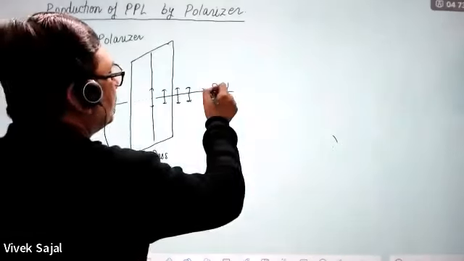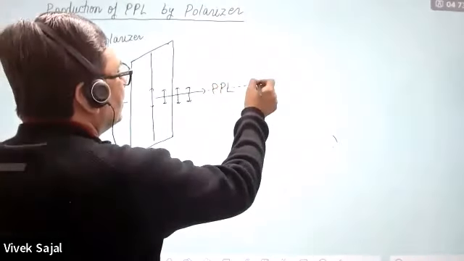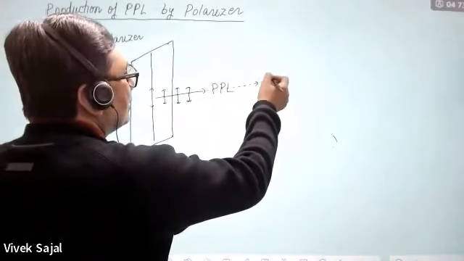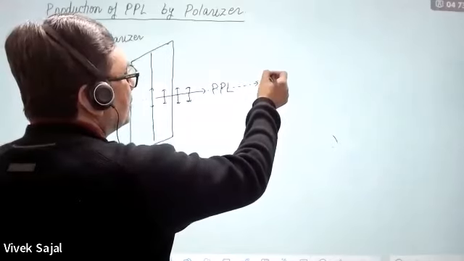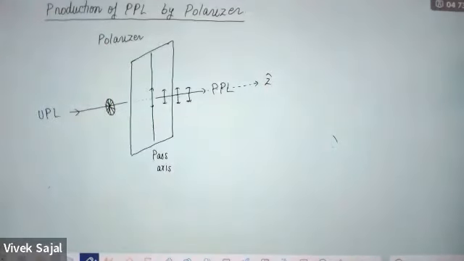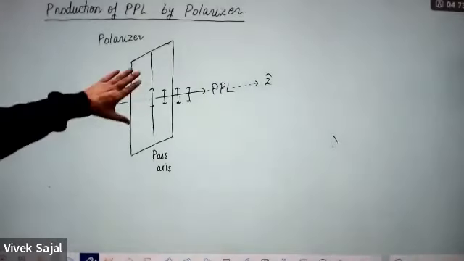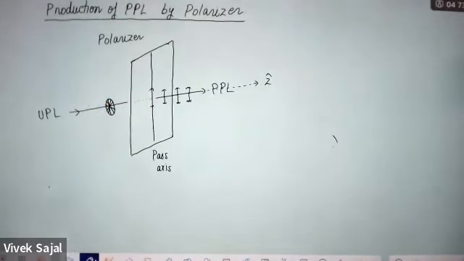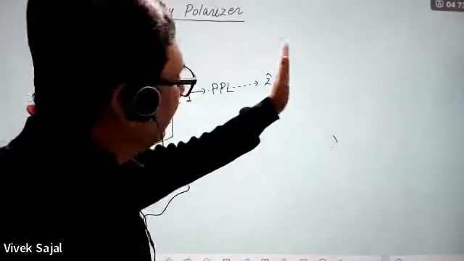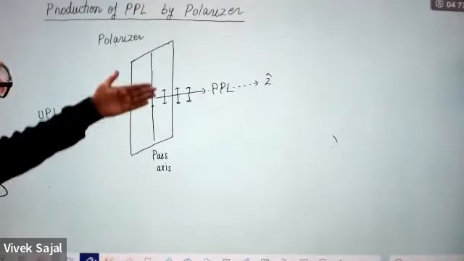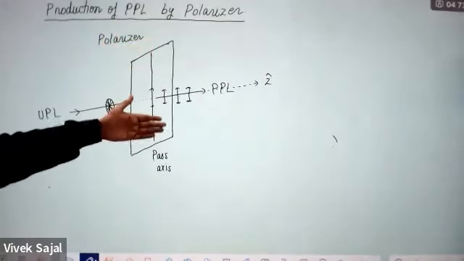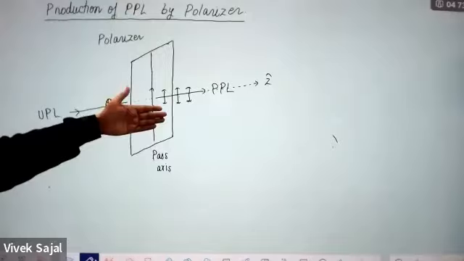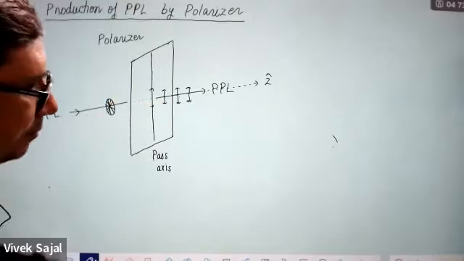I'm assuming, for your understanding, this axis is the Z axis. Light is propagating in the Z direction, and this polarizer is in the XY plane. Try to understand, this polarizer is in the XY plane.